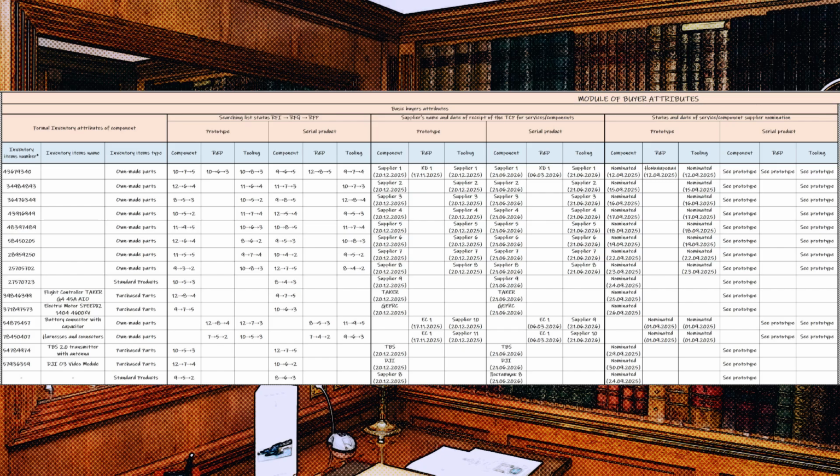The block supplier's name and date of receipt of technical commercial proposal for service or components contains a list of supplier names for components listed in the BOM, as well as the dates of delivery of the components corresponding to the project schedule. The suppliers of the component for the prototype and for serial products are different in some cases. Therefore, the delivery time for the prototype and the serial sample will be different in any case, so, as in the case of RFI, RFQ, and RFP, you need to fill in the data for both the prototype and the serial product.